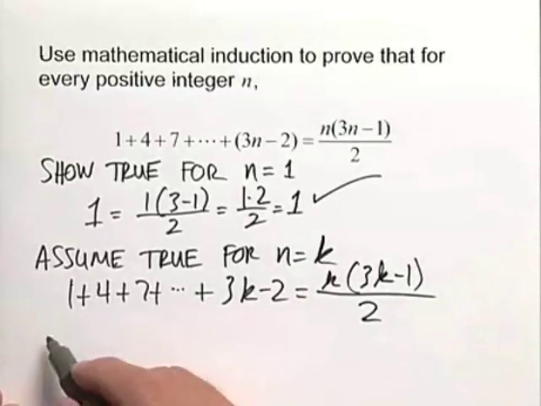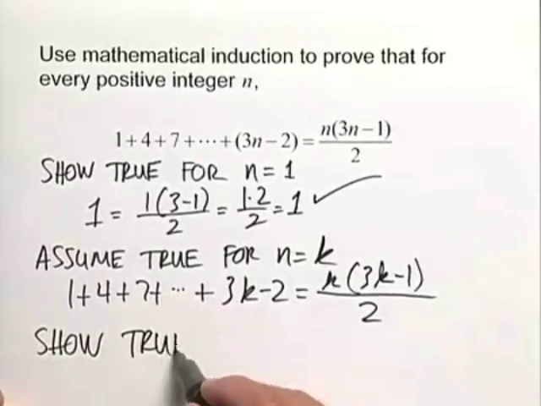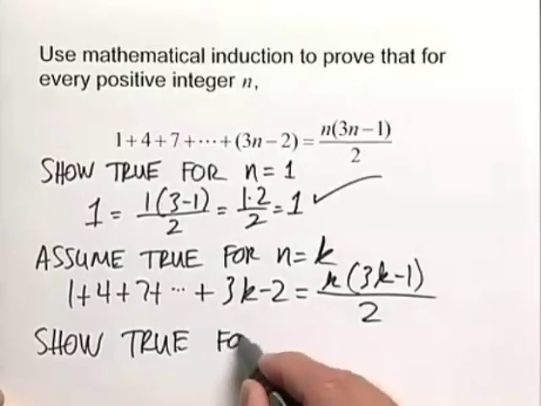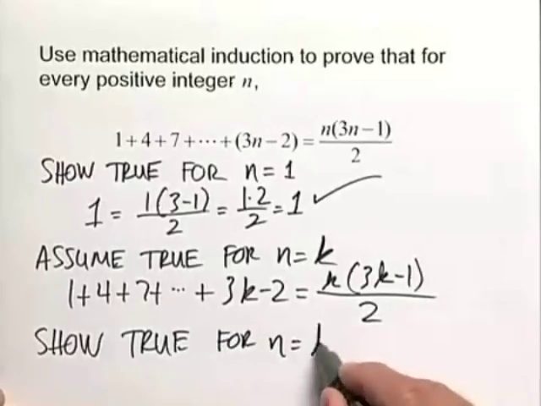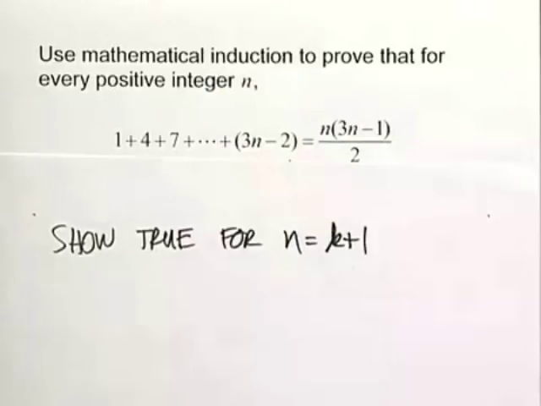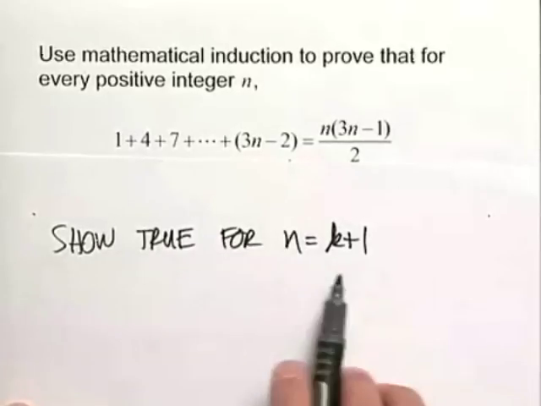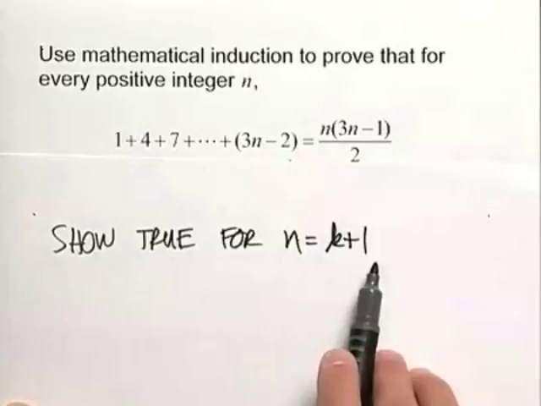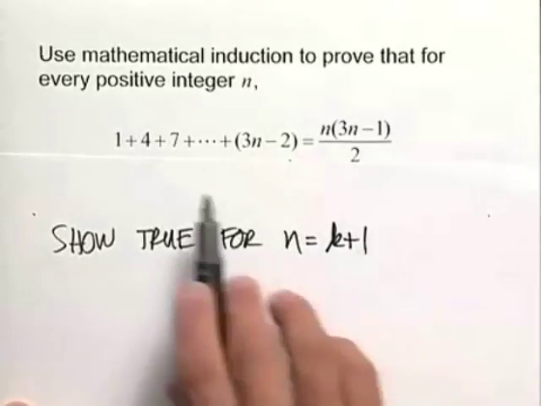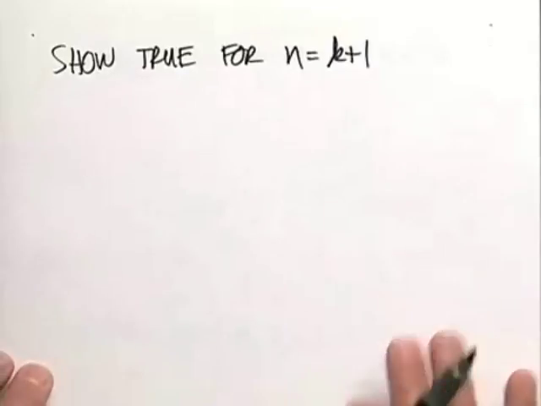Now our goal is to show true. We've got to work with this formula in our induction assumption. We want to show true for n equals k plus 1. All right? So we've assumed true for n equals k. Now we need to show true for n equals k plus 1. And in essence, what we're going to do is plug this back into our formula. Let me slide this up and go ahead and do that.